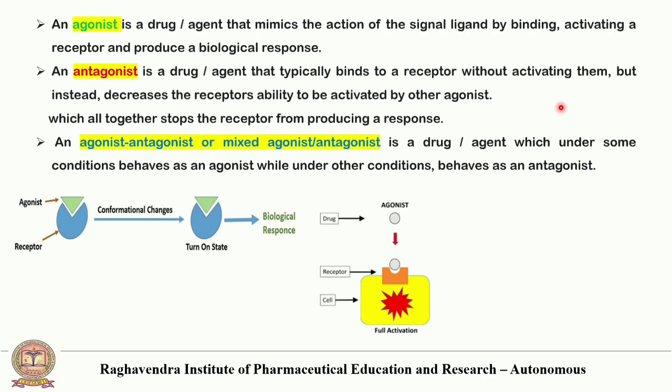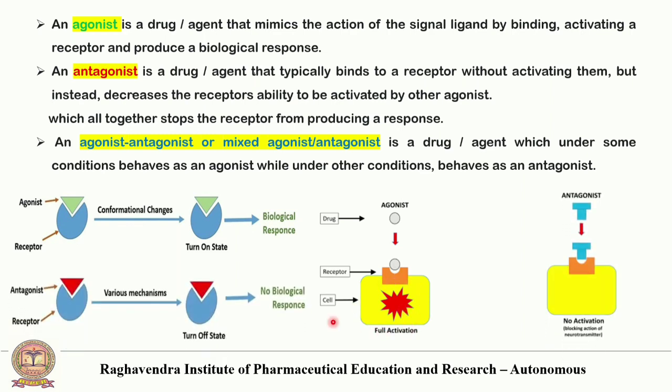When you observe this picture, this is agonist and this is the receptor. When agonist binds with the receptor, it undergoes some conformational changes, then it shows the turn on state. It shows biological response because of the full activation of the receptor. When antagonist binds with the receptor by various mechanisms, it produces turn off state. That means it does not produce the biological response. The receptor will not activate to produce the biological response.